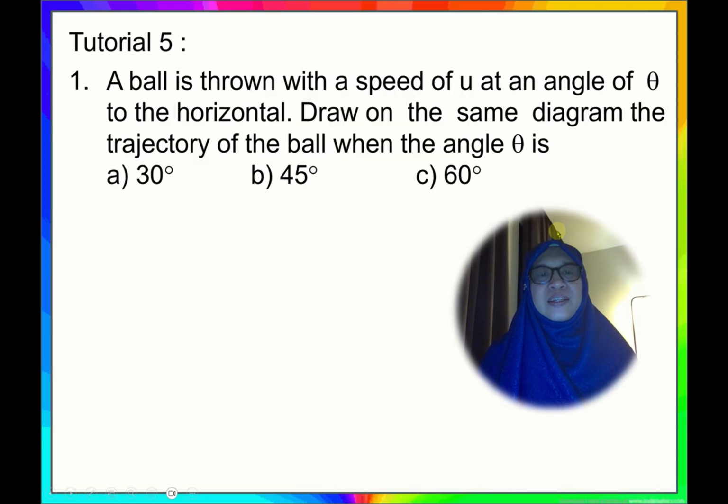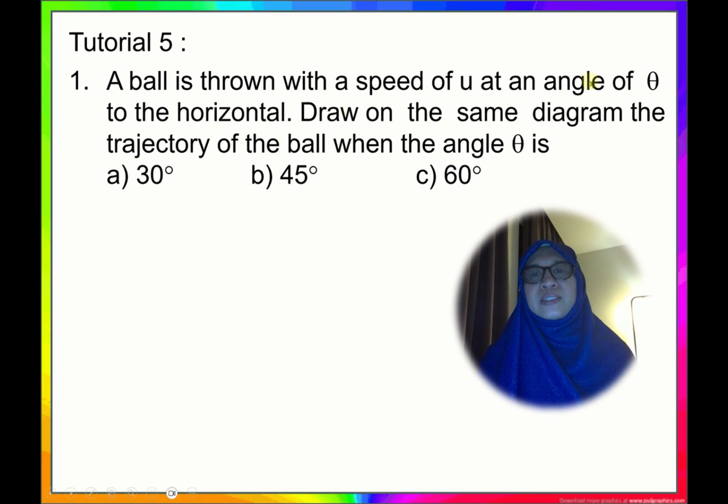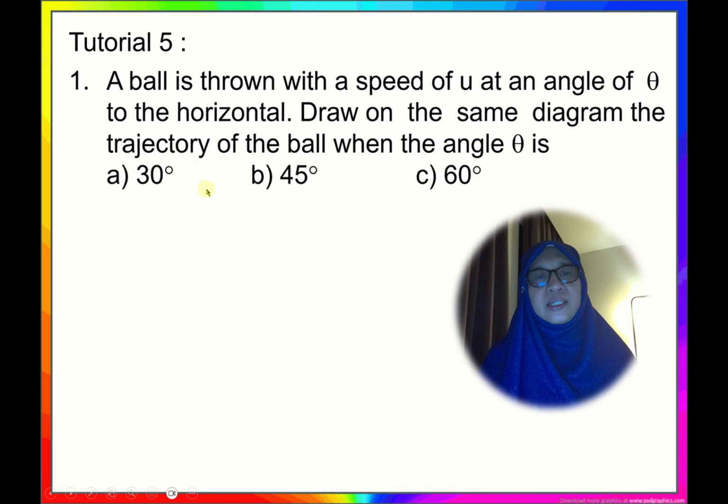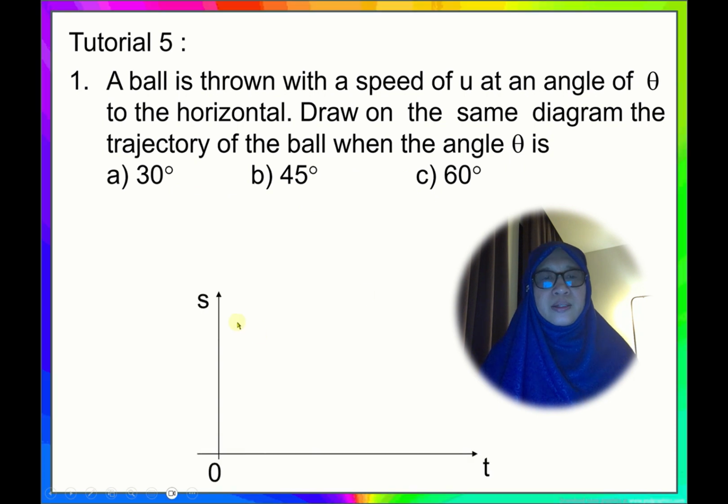Okay, this is the first question. So let us read the question. A ball is thrown with a speed of u at an angle of theta to the horizontal. Draw on the same diagram the trajectory of the ball when the angle theta is 30 degrees, 45 degrees, and 60 degrees. Okay, so we draw the Cartesian plane.